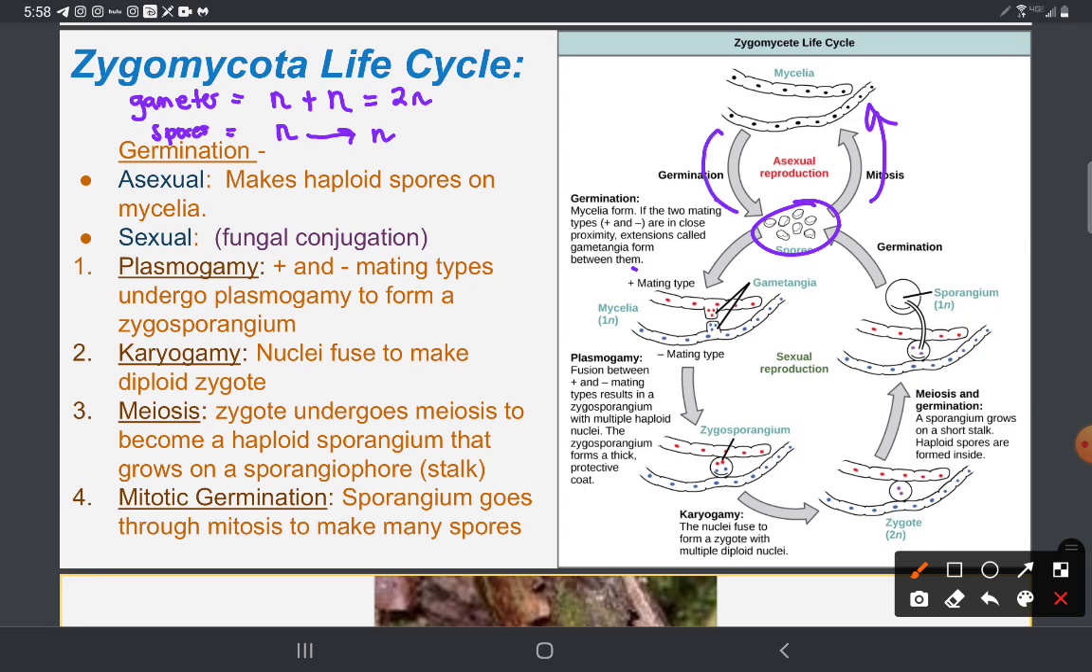Those hyphae can just asexually make more spores and keep spreading themselves, or they can go through sexual reproduction, which is this path here. Sex occurs when 2 hyphae of opposite mating types meet. There's no gender here. It's not male or female. It's just positive, negative. And it has to do with how they trade nuclei.